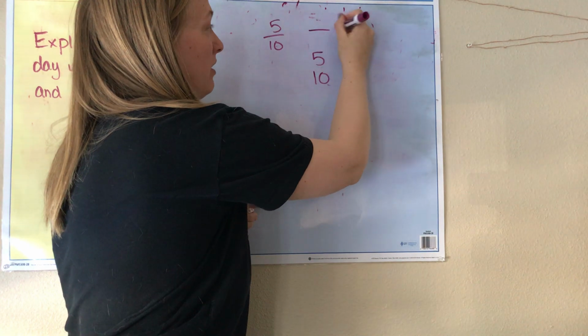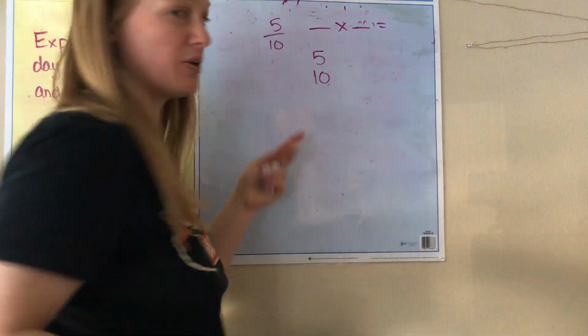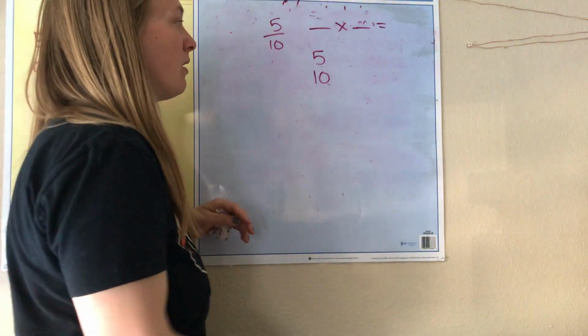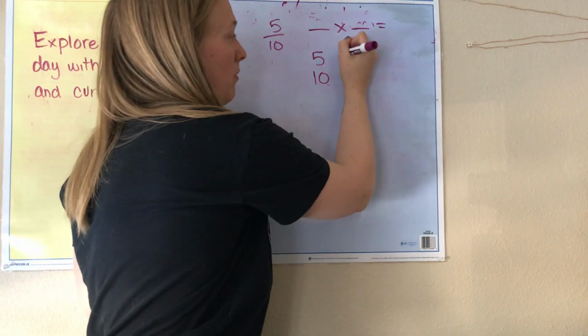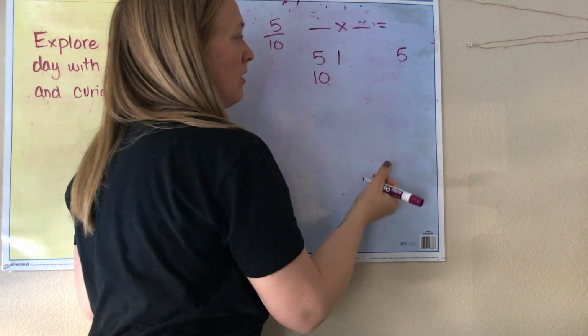Remember, thinking blank times blank equals, or doing the factor rainbows. Okay, 2 numbers that multiply together to equal 5, I always start with 1 and 5. Are there any others?